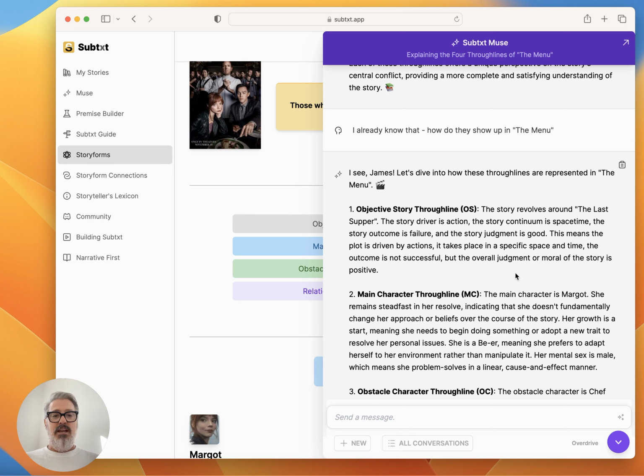This means that the plot is driven by actions. It takes place in a specific space and time. That's not actually right. The outcome is not successful, which is true, but the overall judgment or moral of the story is positive, which is okay.